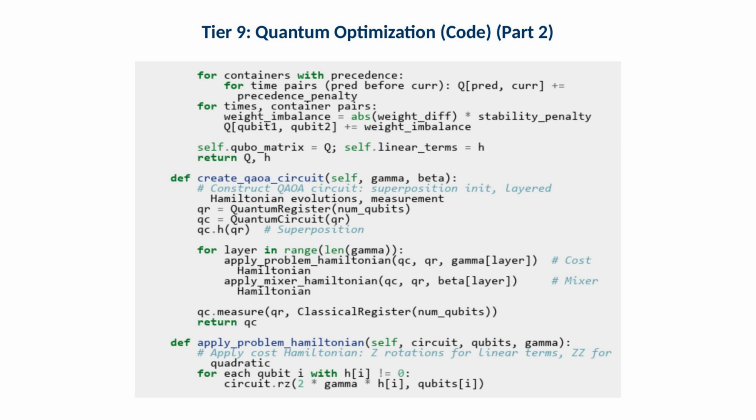This section outlines construction of linear and quadratic terms for a QUBO-style objective, including constraint penalties. Operationally, penalty calibration is essential. If penalties are too low, the algorithm returns infeasible schedules. If penalties are too high, the search landscape can become difficult to navigate.